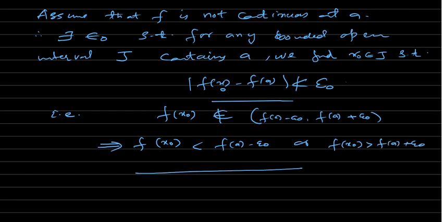Okay, this is the interval with center at f of a. So this is f of a. Here it's f of a minus epsilon naught. Here it's f of a plus epsilon naught. So this is the interval. Okay, and f of x naught is not here. So that means that f of x either lies in this part or in this part. So either f of x naught is less than f of a minus epsilon naught, or f of x naught is greater than f of a plus epsilon naught.